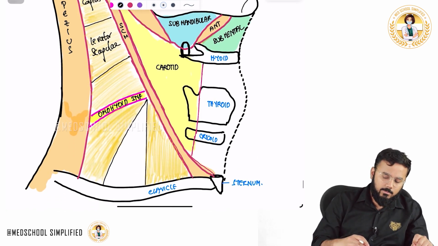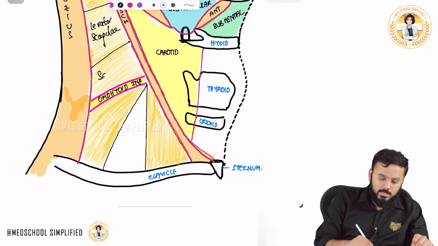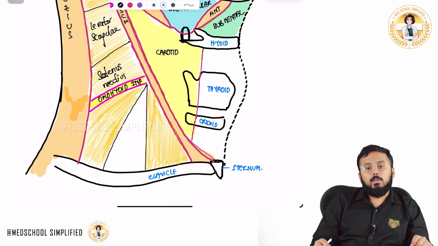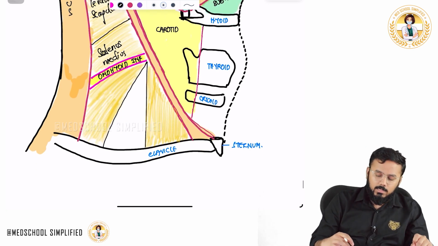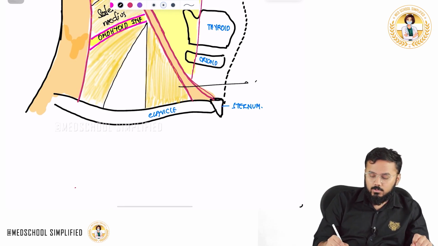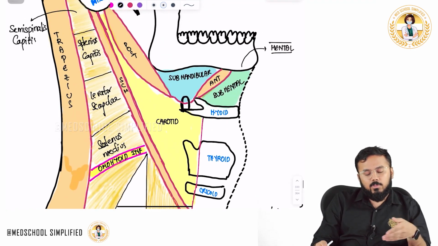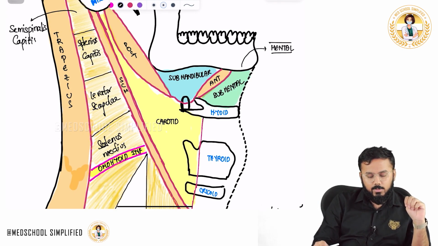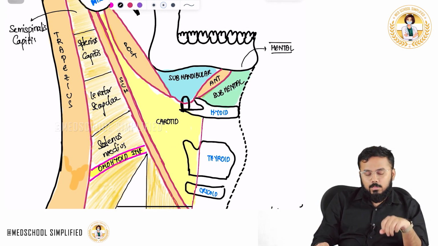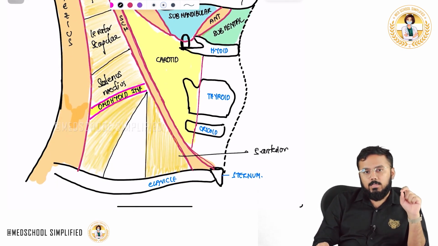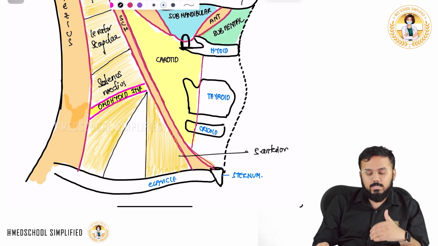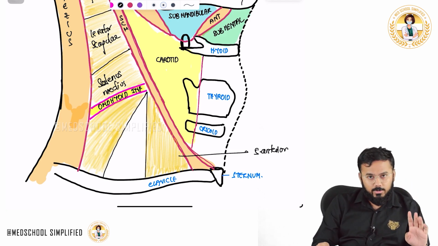Now, after levator scapulae, the next muscle which you have over here is scalenus medius. After this scalenus medius, the next important muscle is your serratus anterior. So, these are the muscles which form the floor of your occipital triangle, or the posterior triangle. What is the muscle that is dividing the posterior triangle into two more triangles? That is the inferior belly of your omohyoid muscle.